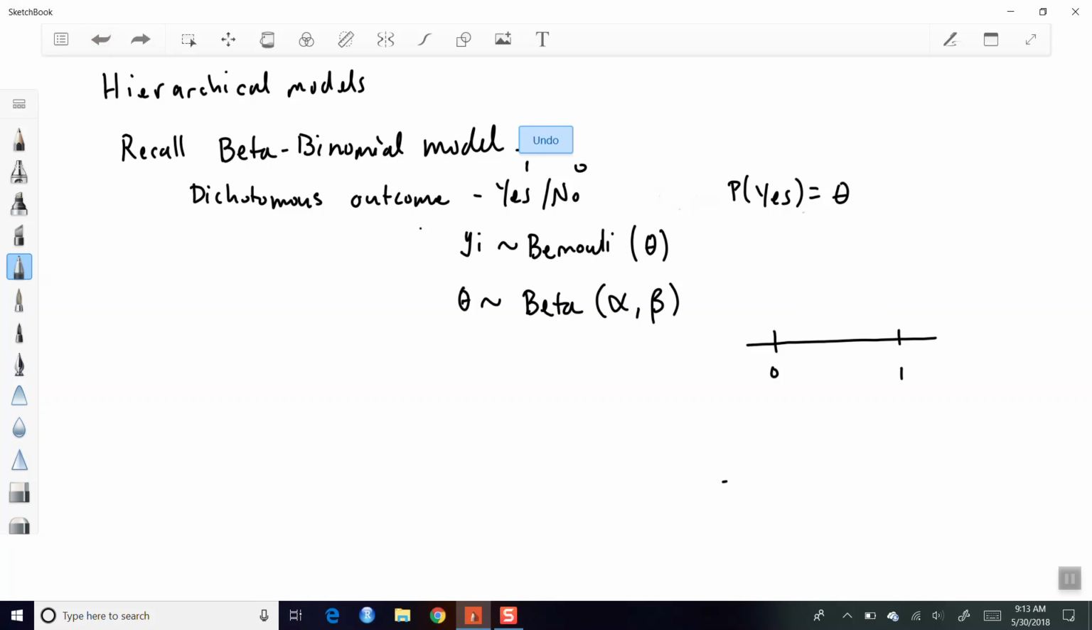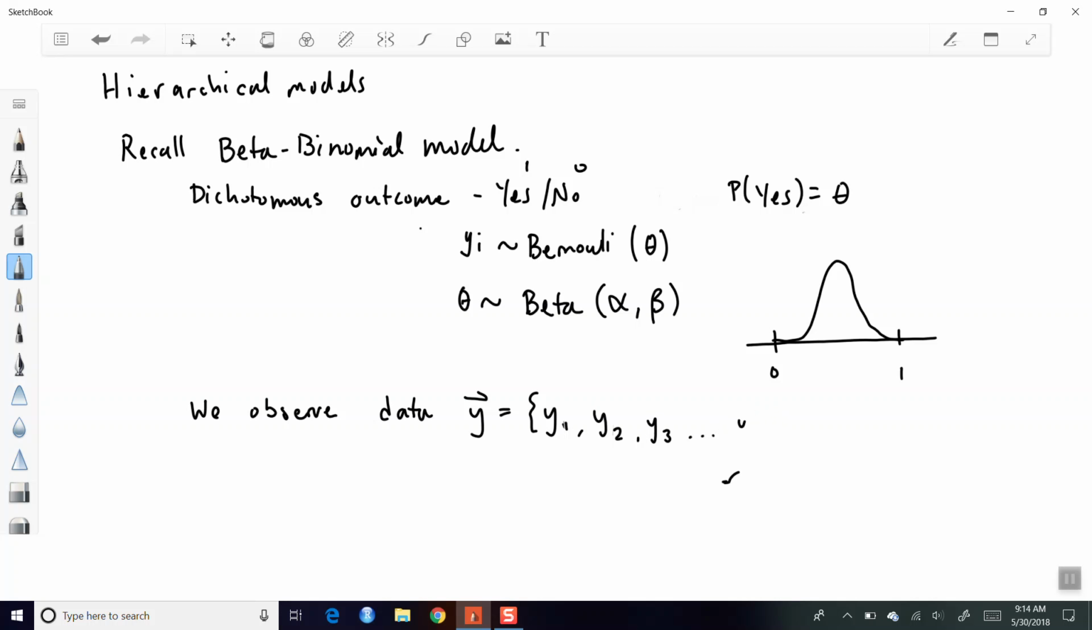maybe it looks like this, or whatever it might be. So you've got some kind of distribution on theta, and then what we found was the posterior. So let's say we observe a data vector y equal to y1, y2, y3, up to yn. So we have n observations.